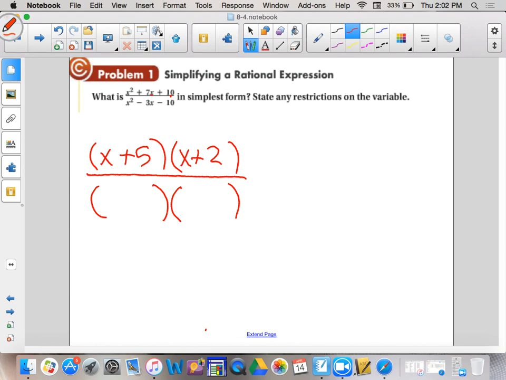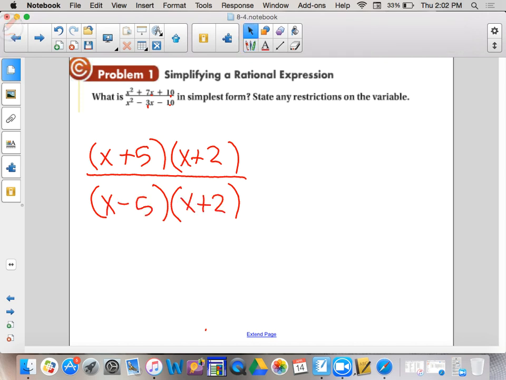Now I need to factor the bottom. I need two numbers that multiply to get negative 10 and add to get negative 3: negative 5 and positive 2. So all I've done up to this point is take my problem and factor it out. Basically, that's all this lesson is, taking stuff and factoring it out, because then everything else is just eliminating stuff.